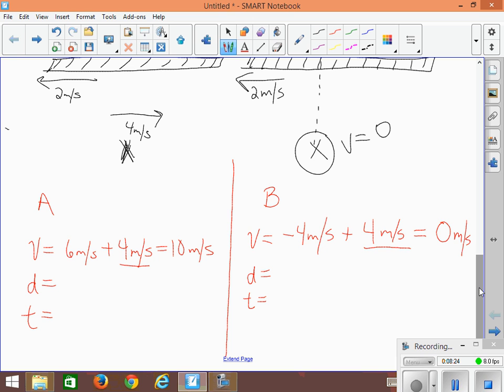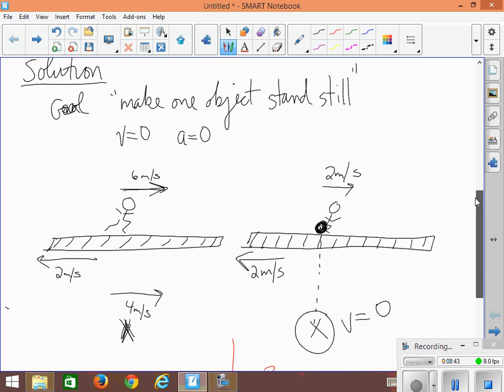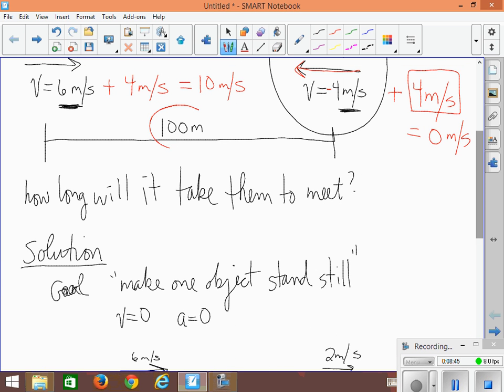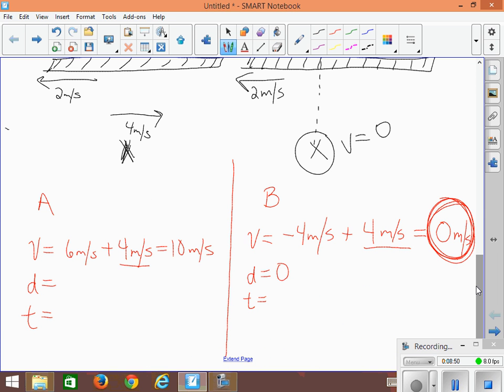But let's think about this. If he is now moving at 0 meters per second, how much displacement or distance is he going to be able to cover? Absolutely none. So he's no longer moving, so his displacement is 0. If his displacement is 0 and the total distance between the two was 100 meters, then person A, stands to reason, has to go how far if they're going to meet? 100. He's got to cover the whole distance. Otherwise they won't meet.